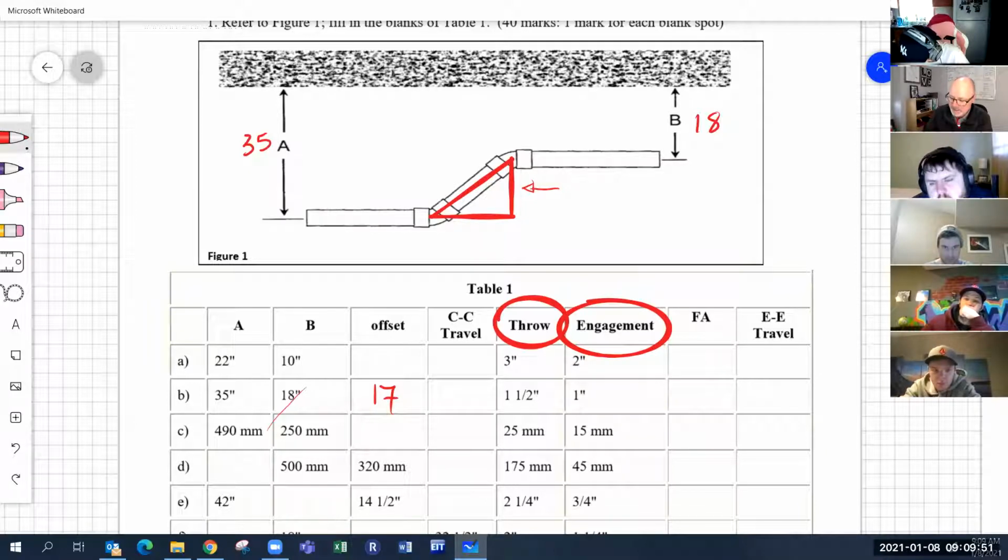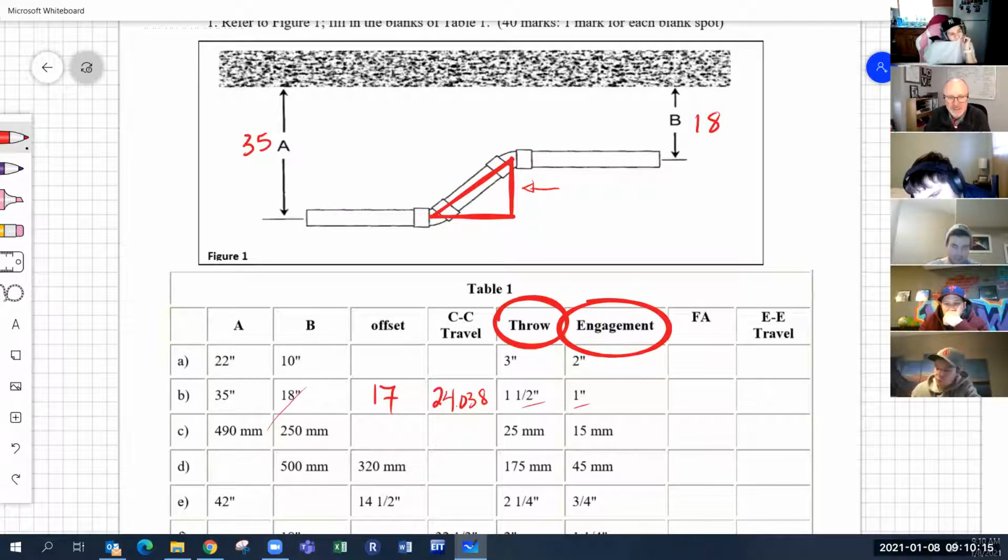And now I can find my center to center travel by taking 17 and multiplying it by 1.414. So the travel comes out to 24.038. And then in this regard, the throw minus the engagement is my fitting allowance. So now my end-to-end travel, I take off 2 fittings, is going to be 23.038.